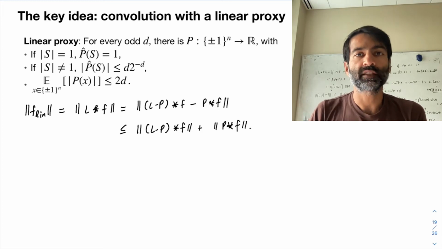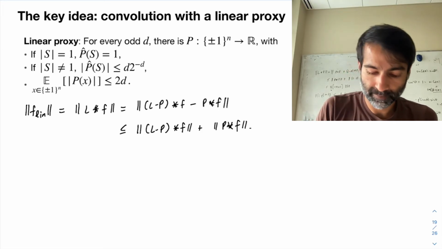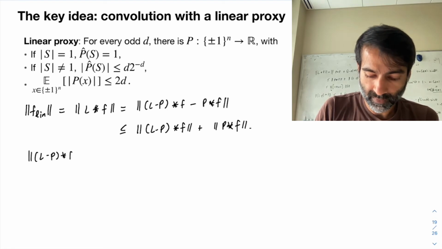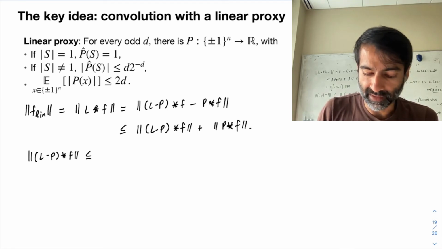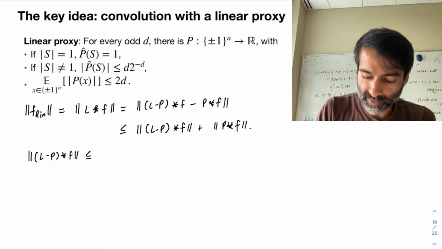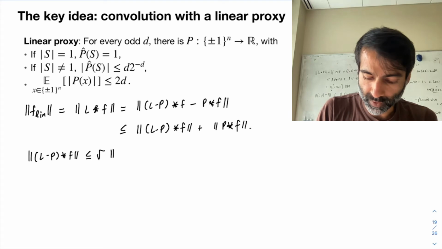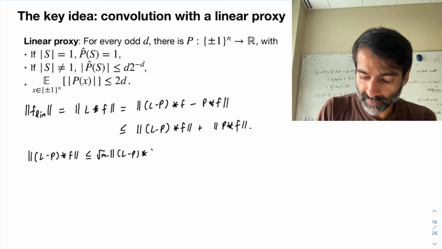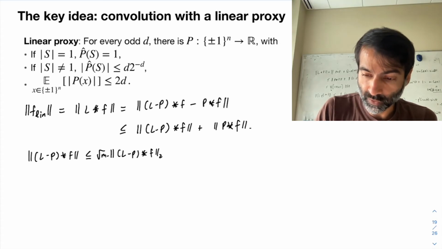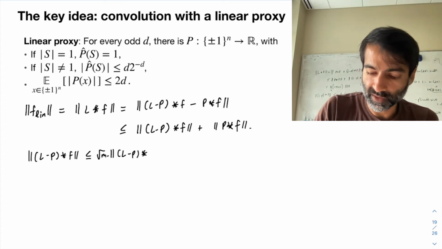To bound the first term, I'll use John's theorem. So John's theorem says that this quantity is at most, now I can move to the 2 norm, I get a factor of square root m. It's the 2 norm of L minus p convolved with f, convolved with j times f for some linear function j.